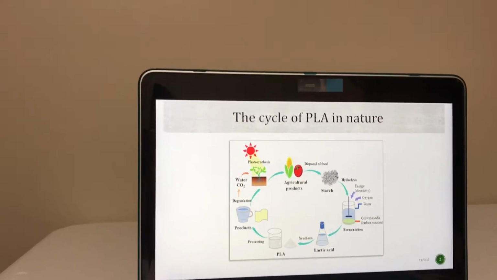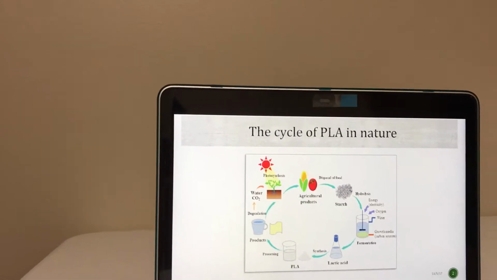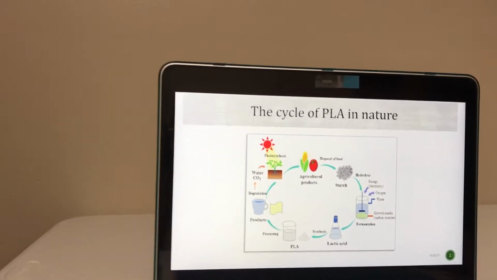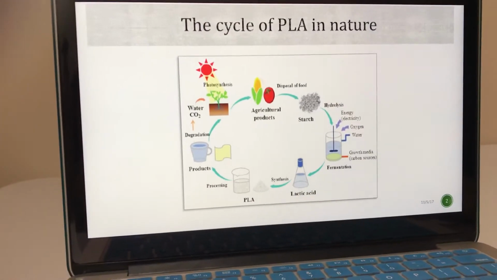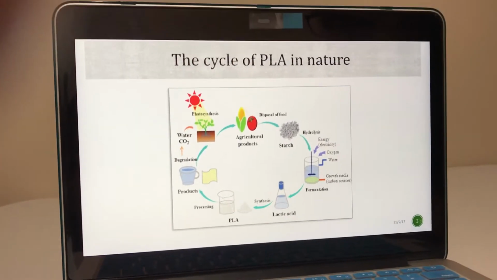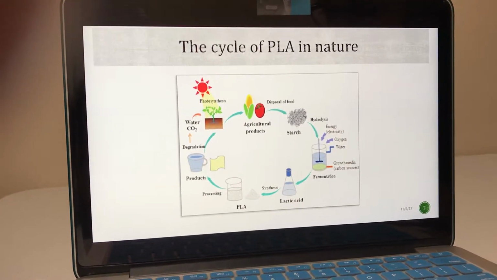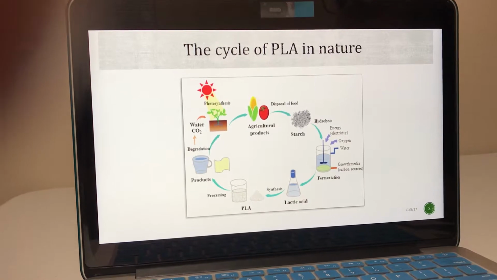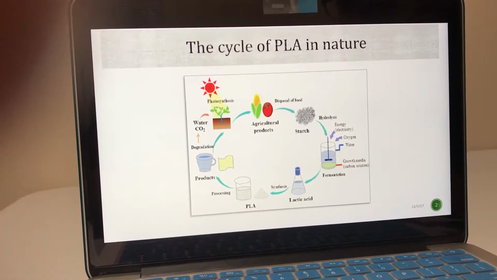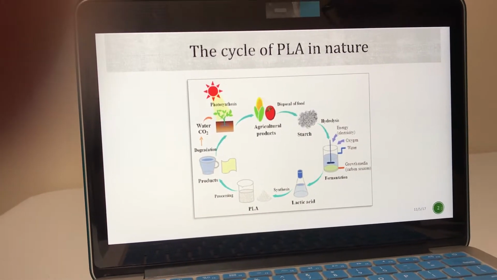PLA biodegradability is depicted in this picture where biomass sources containing starch are fermented into lactic acid, which is further polymerized into polylactic acid. Polylactic acid is used to produce commodity products that degrade and go back into nature.